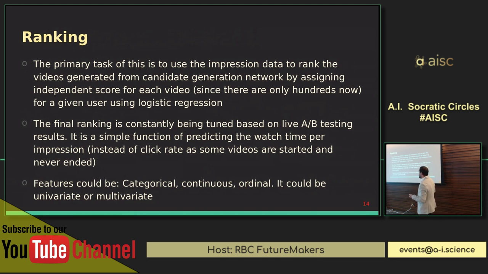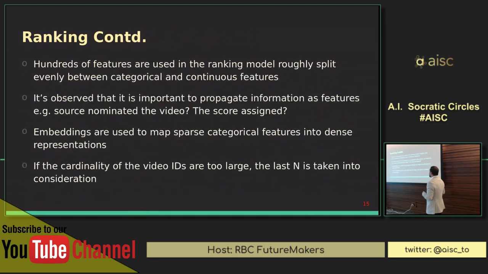And a univariate feature is basically something that outputs only a single variable, or a variable that contributes to a single additional variable, while multivariate is something that contributes to many other variables later on. So hundreds of features are used in the ranking models, and it's roughly split evenly between continuous and categorical data. It's very important that they pass the results of the candidate generation as features, not only as results. So the features of the candidate generation are also used in the ranking model.